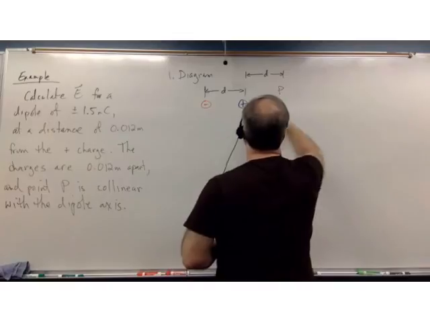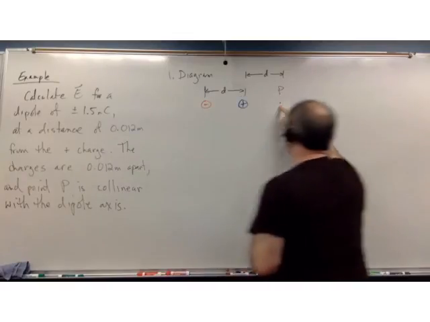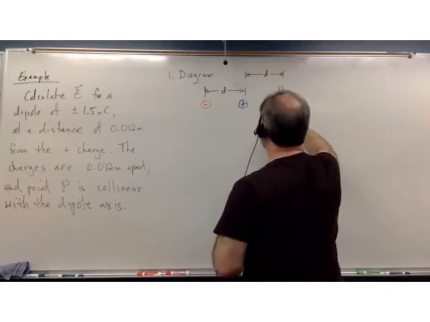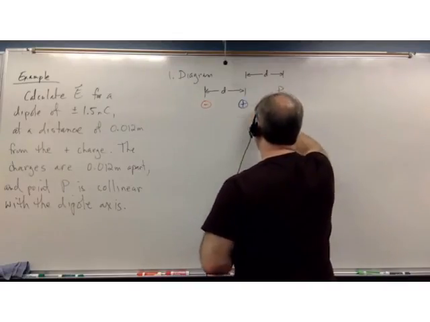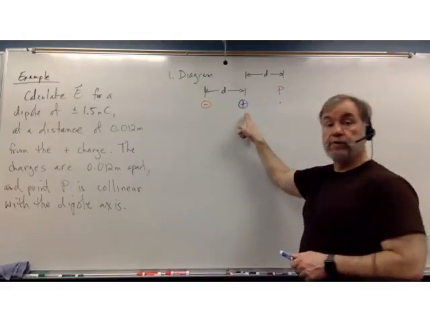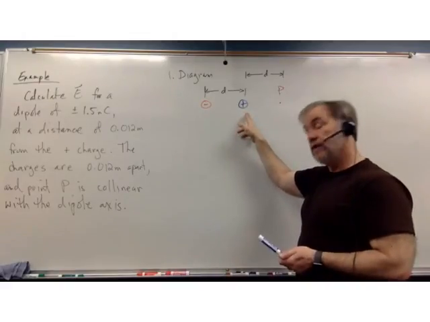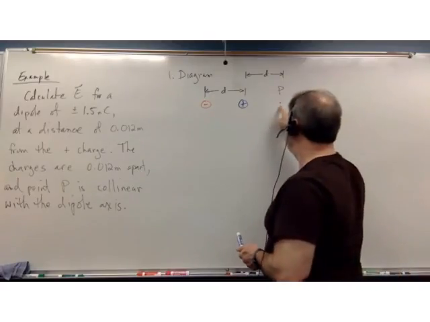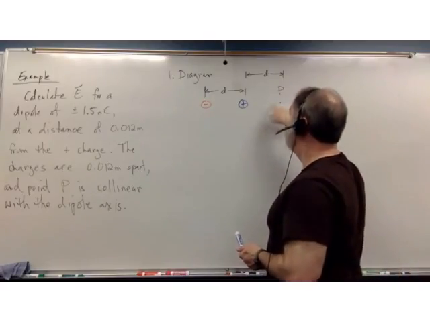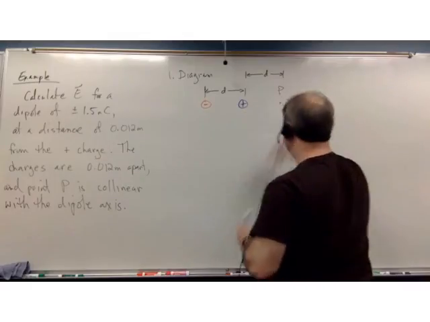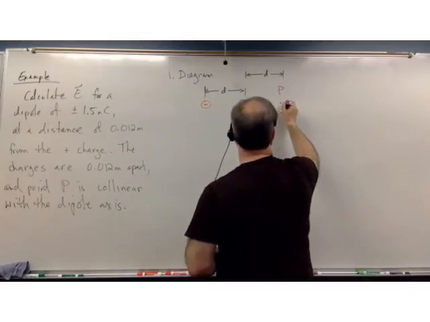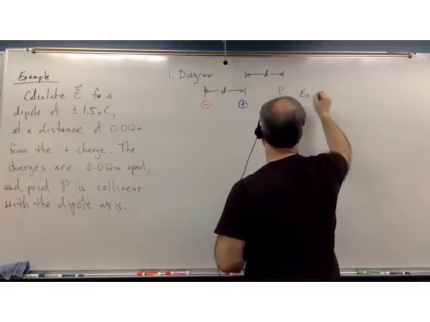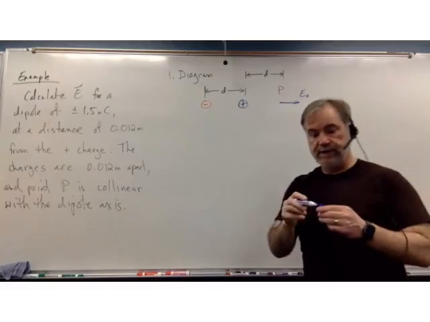So at the point P, the electric field from the positive charge is going to point radially away from the positive charge. Field lines point away from positive charges and toward negative charges. So at the point P, the field of the positive charge is going to point directly away from the positive charge. Label that E plus temporarily, just to see it.